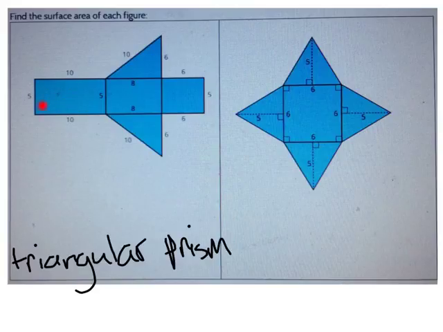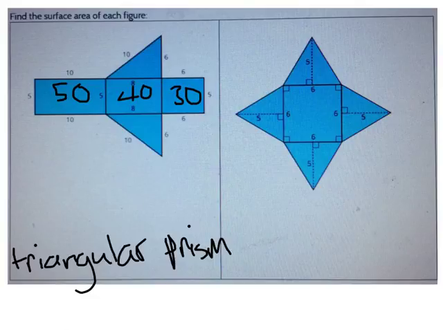What's the area of the rectangle on the left with base 10 and height 5? It's 50. What's the area of the rectangle in the middle with base 8 and height 5? It's 40. What's the area of the rectangle on the right with base 6 and height 5? It's 30.